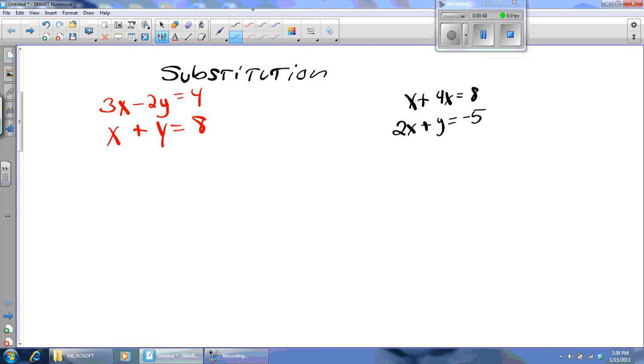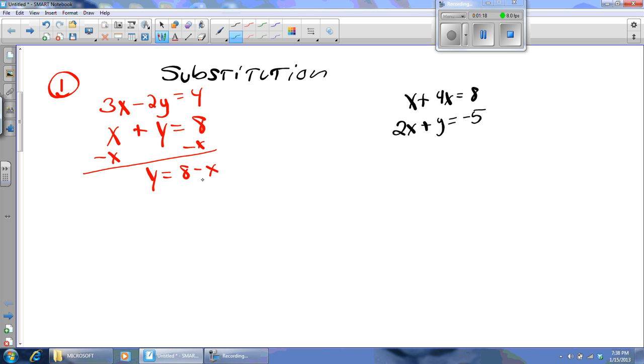So let's look at the red problem here. We'll call this problem number 1. Remember that in substitution I have to have a variable all alone. I'm going to decide: do I want to solve for x in the first equation, y in the first equation, x in the second, or y in the second? In this case, I think it would be smartest to solve for either x or y in the second equation. I like to multiply by 2 because it's relatively easy. There's a negative involved. I'm going to go ahead and solve for y. So I'm going to subtract x from both sides, and I'm going to get y equals 8 minus x.